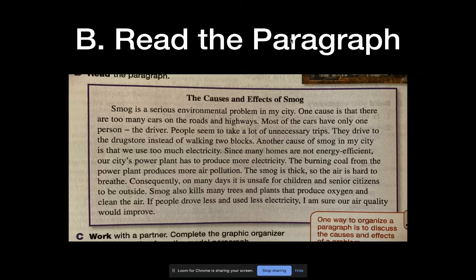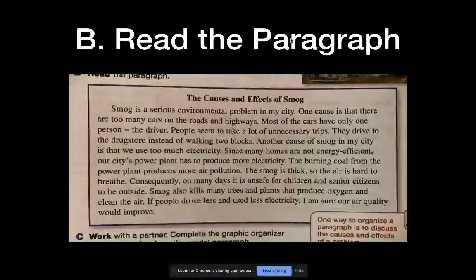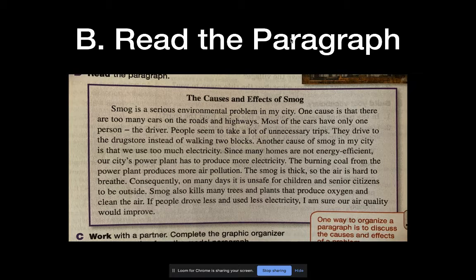Now, the next sentences move on into the consequences or the effects. So what is the effect or the consequence? Well, the smog is thick, and so the air is hard to breathe. Consequently, on many days, it's unsafe for children or senior citizens to be outside. And then, that's not all. The smog also kills many trees and plants that produce oxygen and clean the air. So it kills plants. It makes it hard for children and older people to breathe, or it's unsafe for them. And then, of course, there's the closing sentence. If people drove less and used less electricity, I'm sure our air quality would improve.